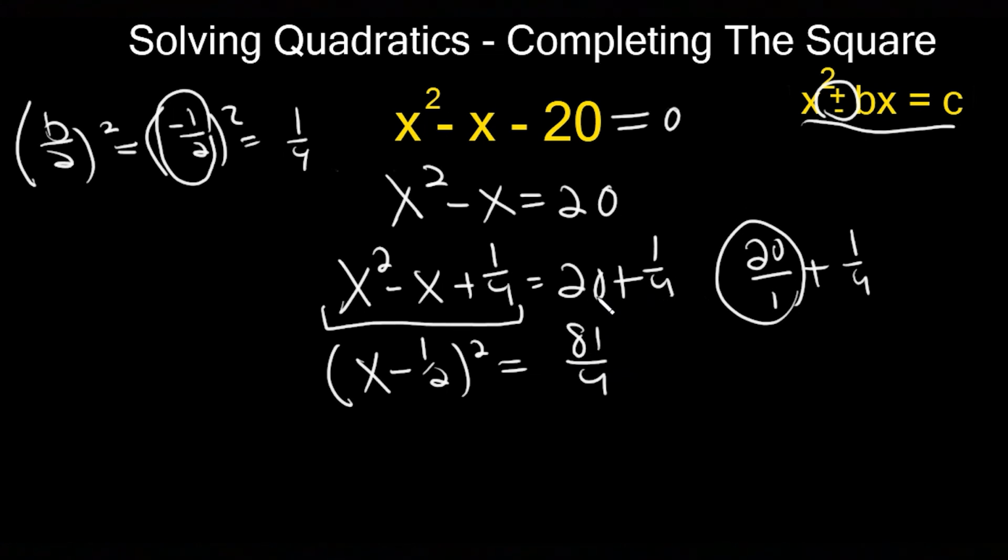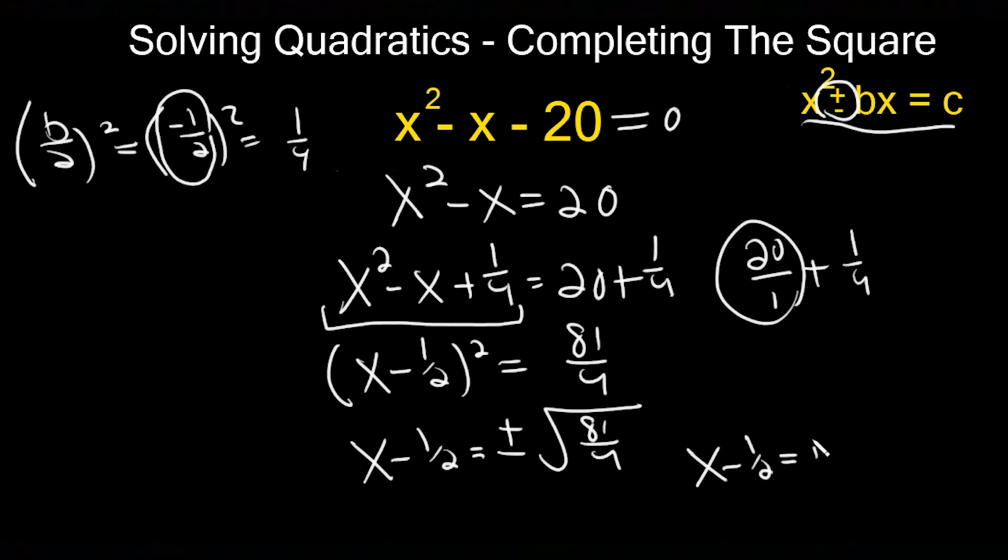And so from here, you want to get rid of this exponent right here. How do I do that? I take the square root on both sides. So if I take the square root on both sides, I get x minus a half equal to, now remember when you take the square root, you always want to put plus or minus. So plus or minus square root of 81 all over 4. And that square root is being applied to both the numerator and denominator. So I'm going to take the square root of 81 here and also the square root of 4. That will give me 9 and 2. So then I have x minus a half equal to plus or minus 9 over 2. And then your last step here, you want to add this negative a half over.